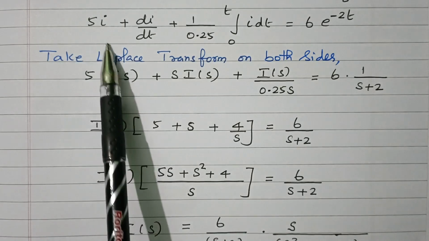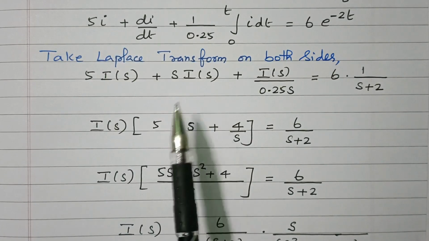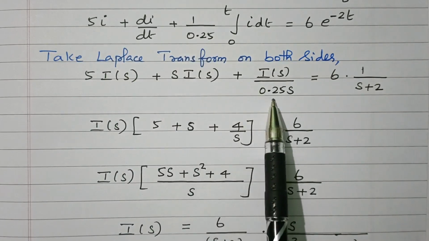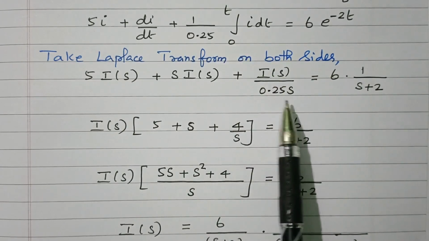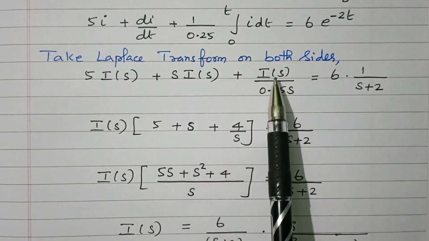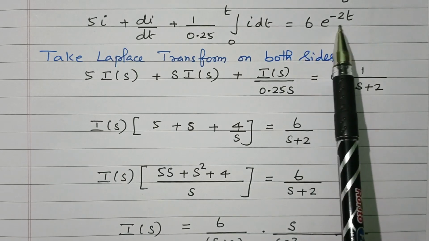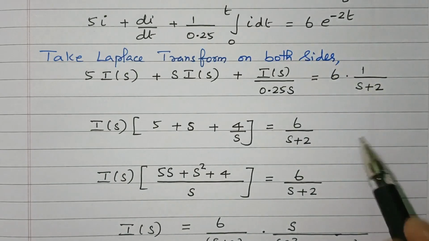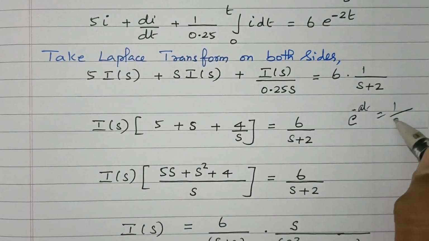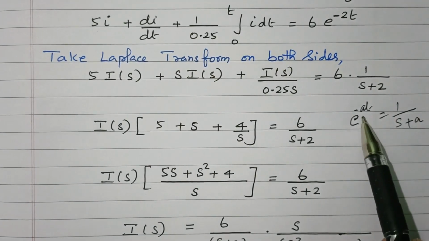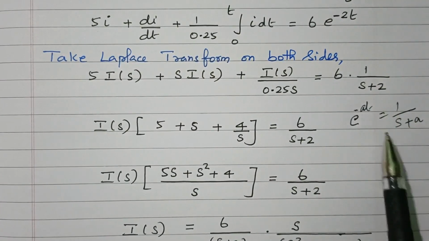Now we'll take the Laplace transform on both sides. 5 is constant, Laplace of i is I of s. Laplace of di by dt is s into I of s. 0.25 is constant. The Laplace of the integral is I of s divided by s. Differentiation means s into I of s, integral I of s divided by s, equal to 6. 6 is constant. e power minus 2t is 1 divided by s plus 2, based on the formula e power minus at equals 1 divided by s plus a, right? So the a value is 2 here.